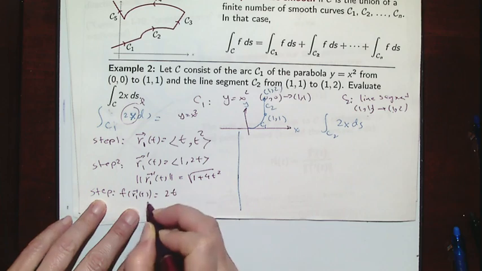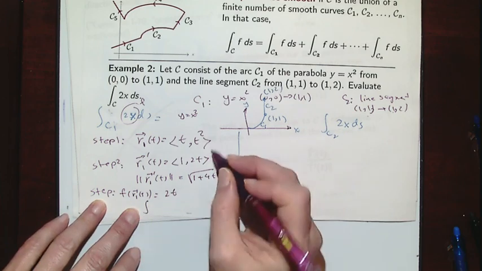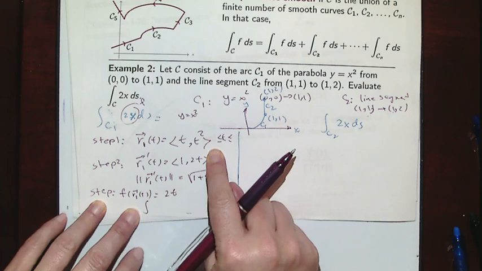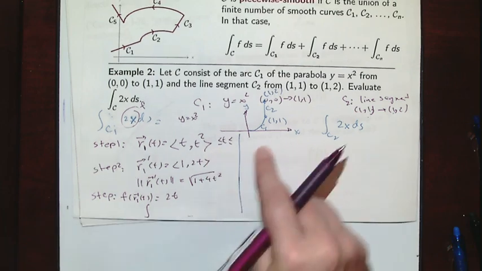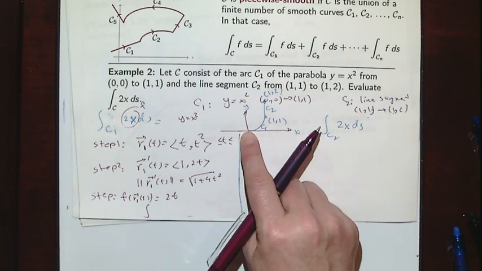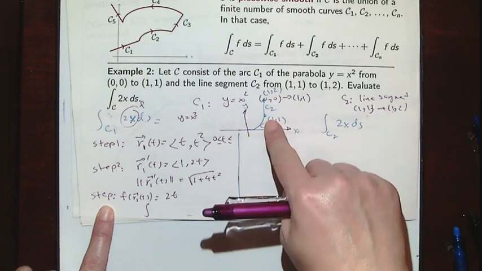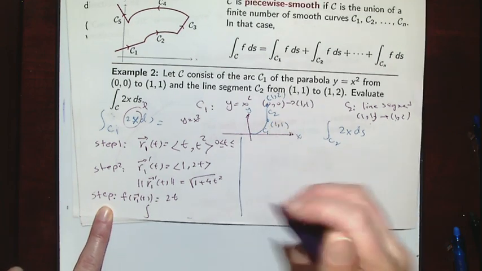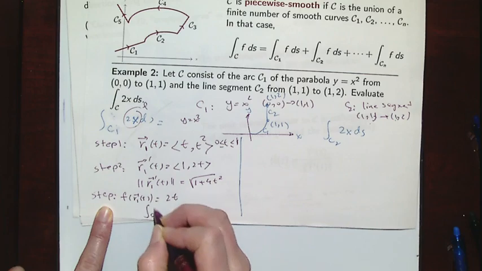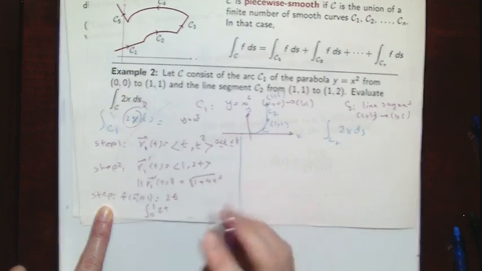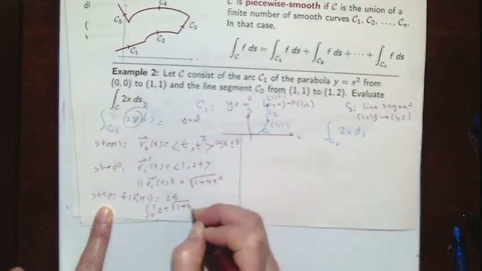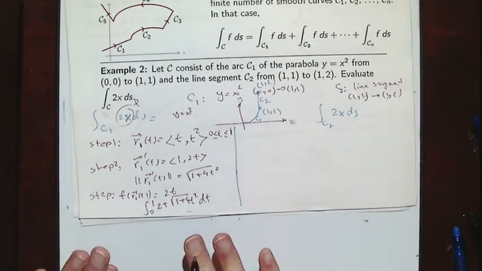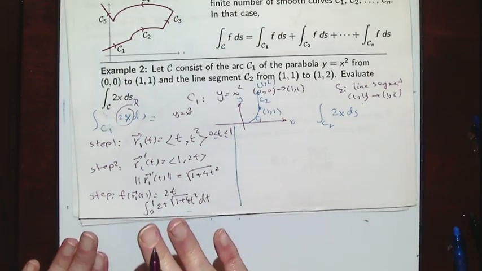So this integral is going to be from, and where was t here? Bound for t. It starts at point 0, goes to 1 and 1. So maximum t is 1. 0 to 1, 2t, square root of 1 plus 4t squared dt. That's the setup of the first piece.